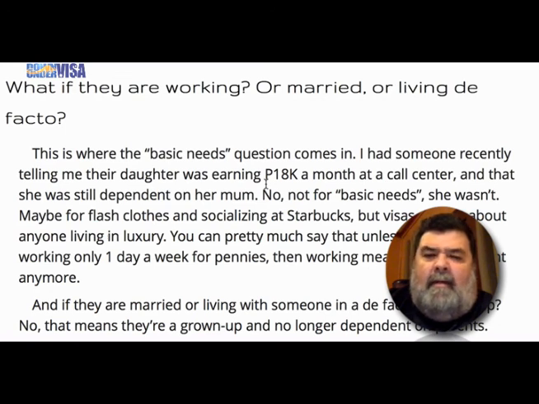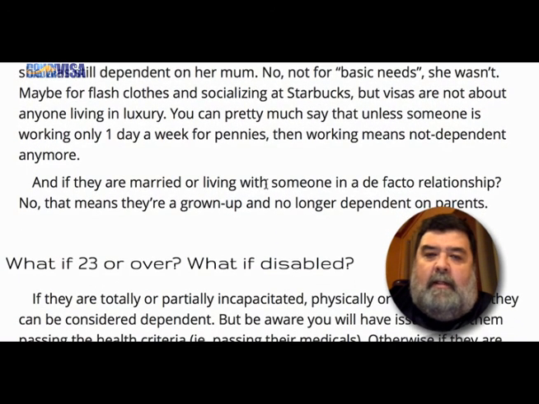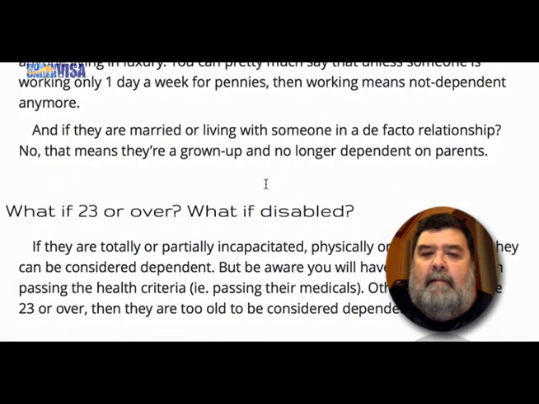Now, maybe it isn't enough for fancy clothes or socialising, going to Starbucks, but visas are not about anyone living in luxury. You can pretty much say that unless someone is working one day a week for pennies at the local sari store, then working generally means they're not dependent anymore. So, if they have a job, don't expect them to be considered dependent from the department's point of view.